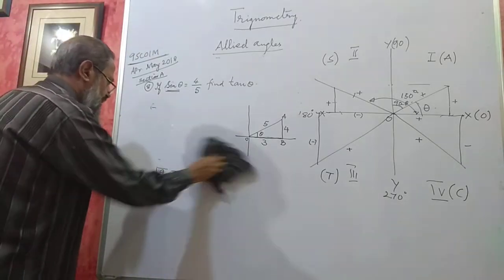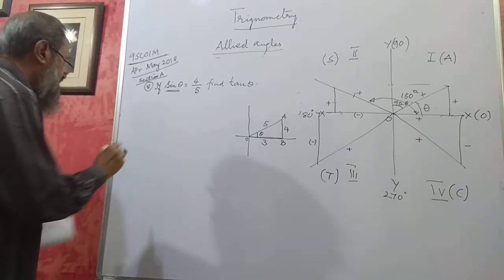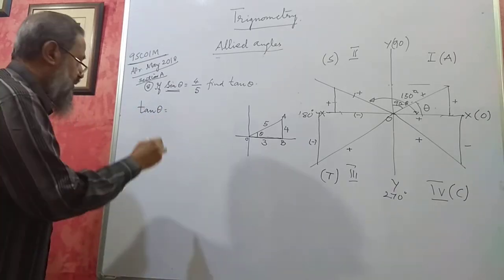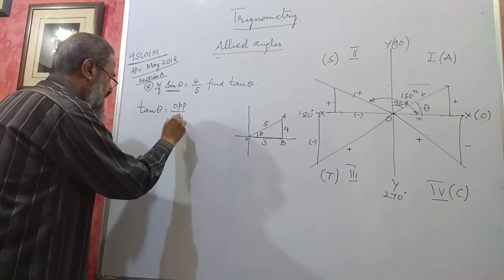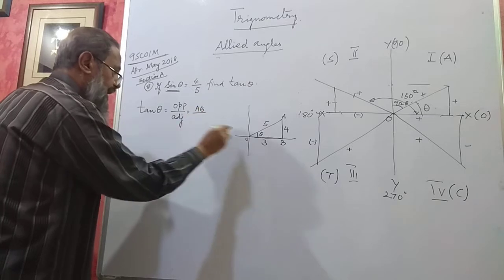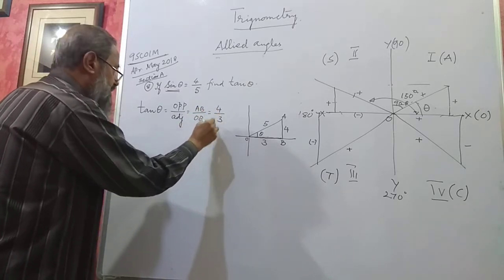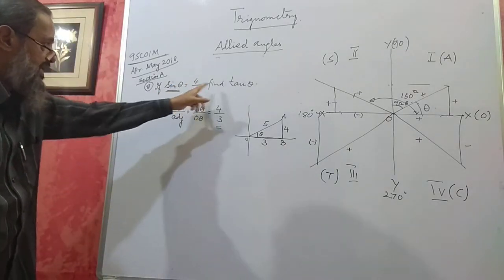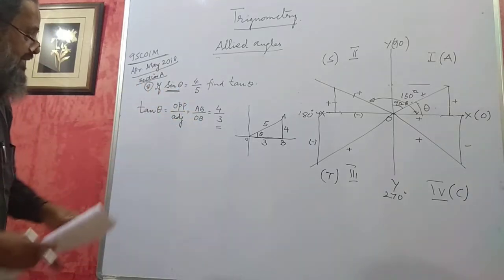I can write all the six trigonometric ratios, but I don't have to write it because they have asked only what is the value of tan theta. He wants only the value of tan theta. Tan is by definition opposite by adjacent, that is AB by OB. So this is 4 and this is 3. So the value of tan theta is 4 by 3. If sin theta is 4 by 5, then tan theta is 4 by 3. This will be the answer. This problem carries 2 marks.